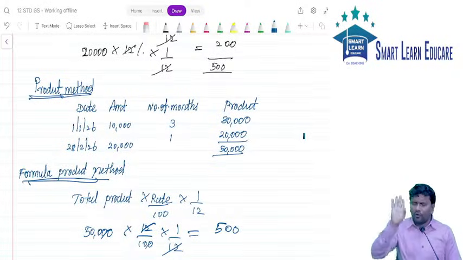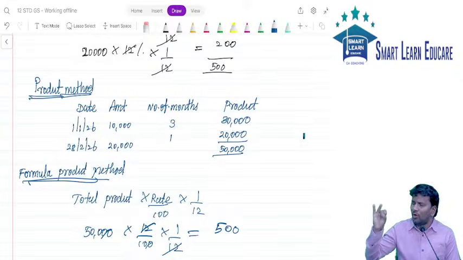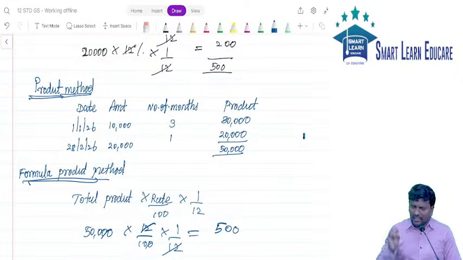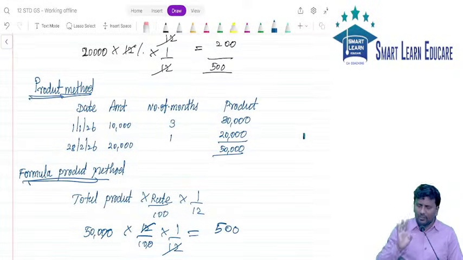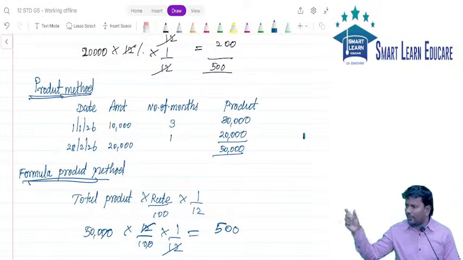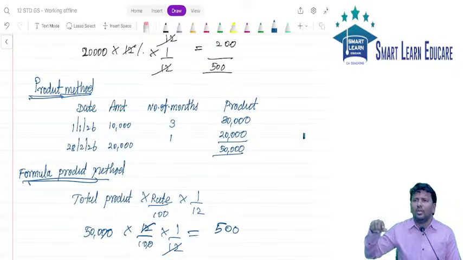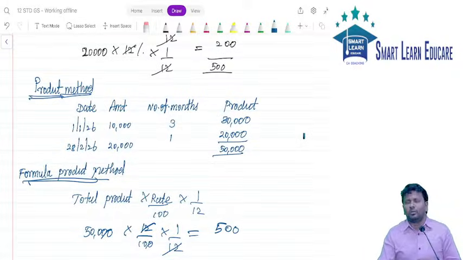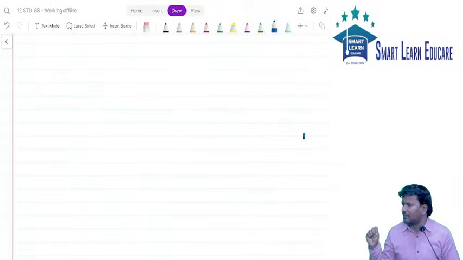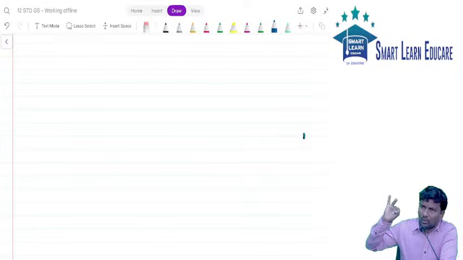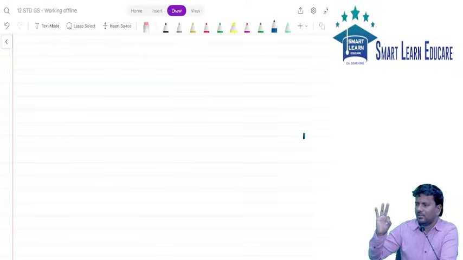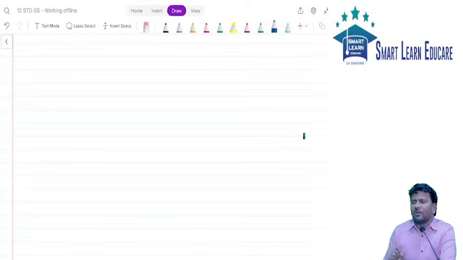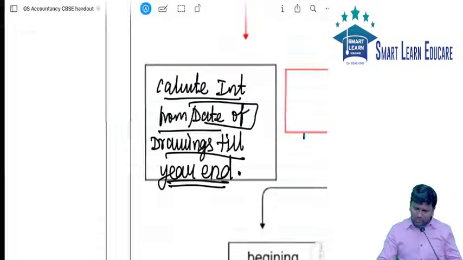So tell me what is the product method? Very simple. 4 columns for the product method: date, amount, number of months and product. The formula of the product method is total product into rate by 100 into 1 by 12. That's all. So we learned the product method.